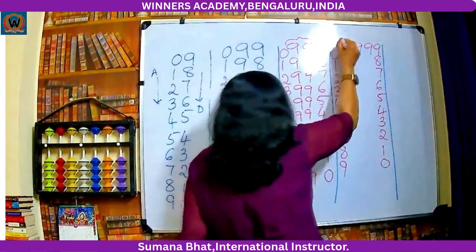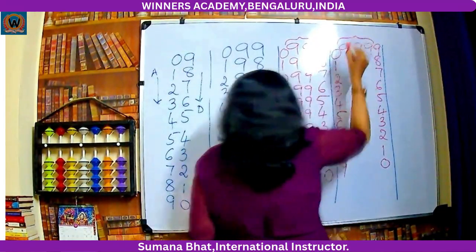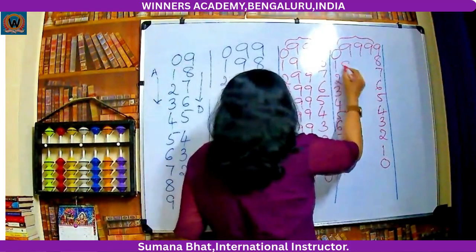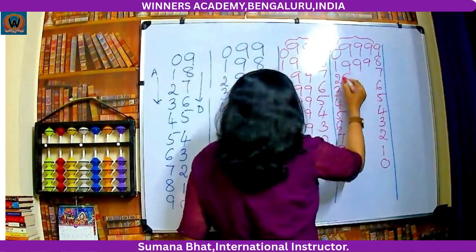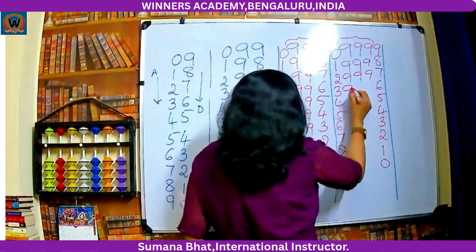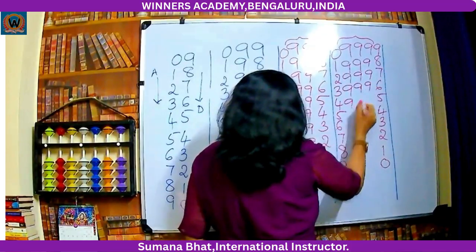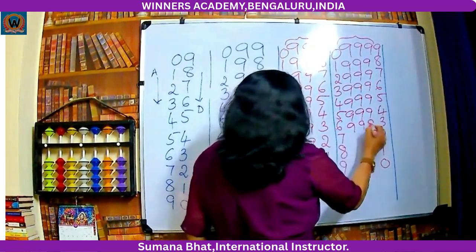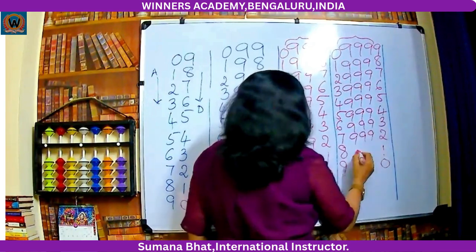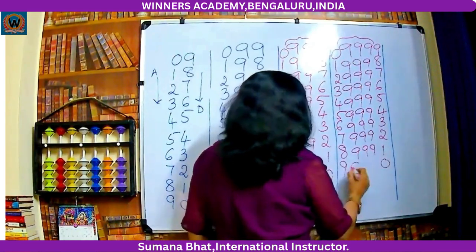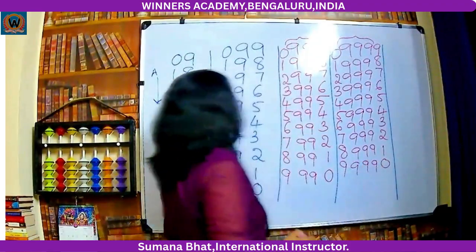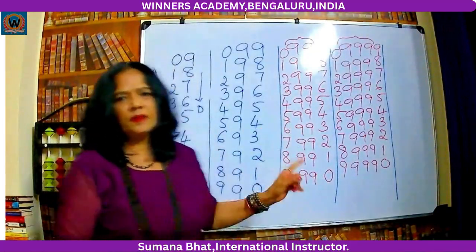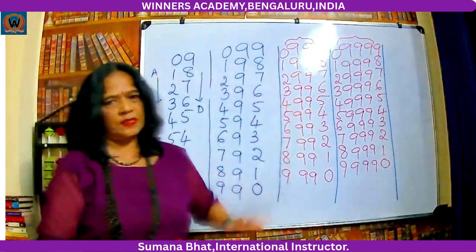How many columns are left out here? 3 are left. Write those 3 as it is. As it is, you write all the 3. Now see the table of 9999. So in this way, we can write the multiplication tables for the 9 series.